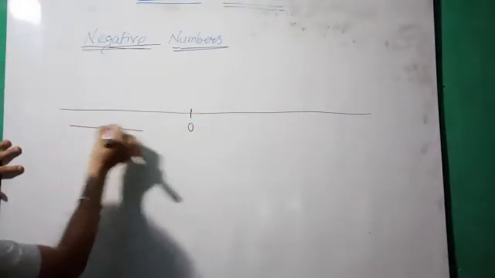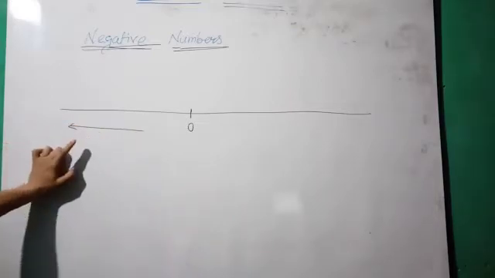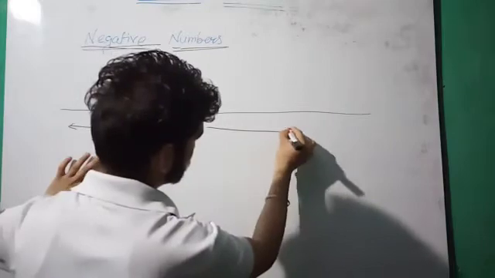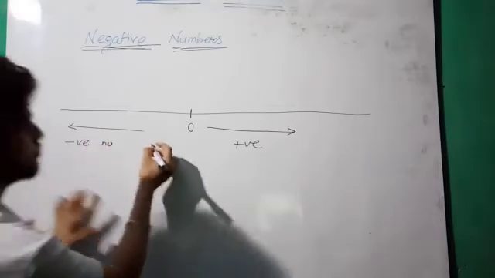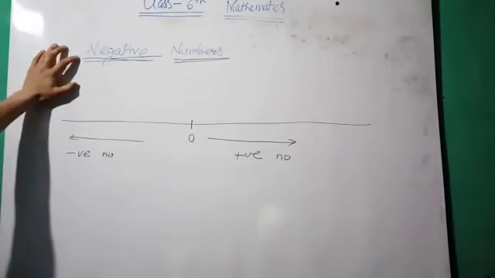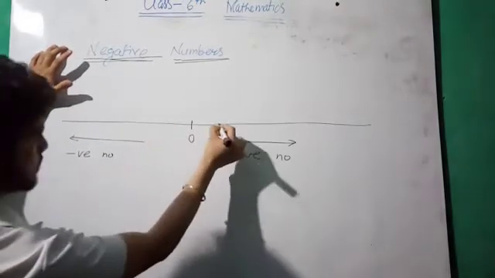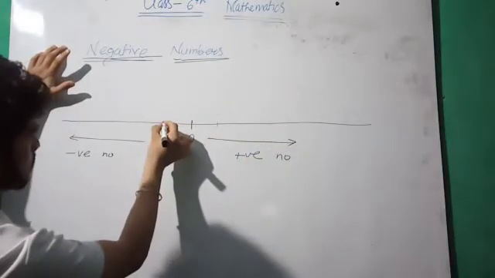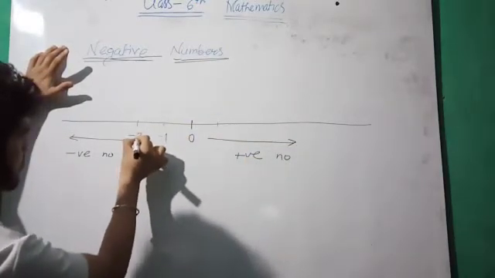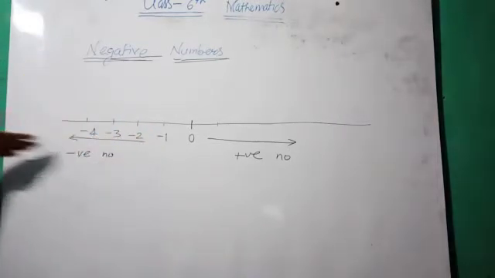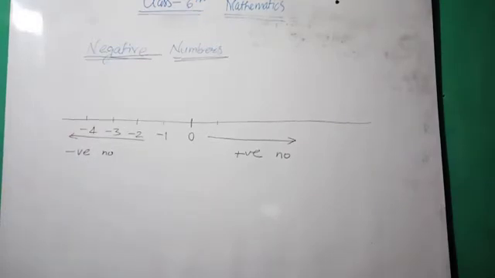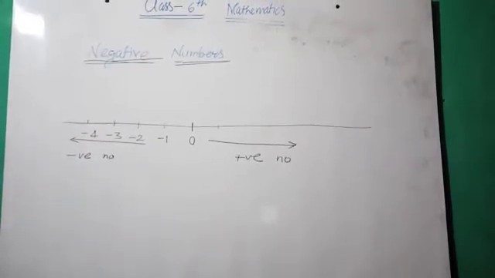Let this be 0. On the left of 0, all the numbers are known as negative numbers, and on the right of 0, the numbers are known as positive numbers. In this lecture, we will discuss the negative numbers. Like here positive numbers 1, 2, 3. Now here is -1, -2, -3, -4, up to -10, then -100, -1000, -1 lakh, and whatever. There is no limit of numbers.